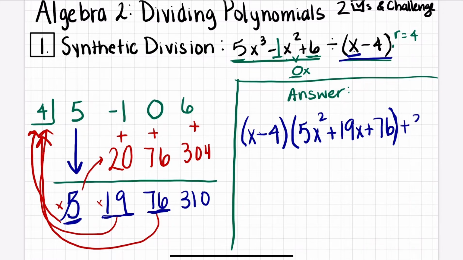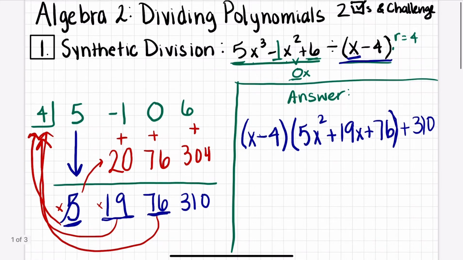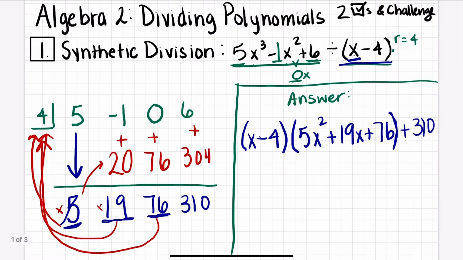And then you're going to add 310 because this is technically a remainder. So you want to close off the parentheses because these two are going to get multiplied, and then you're going to add this together. All right. And that is your answer. So we know that 5x cubed minus x squared plus 6 divided by x minus 4 gives us x minus 4 times 5x squared plus 19x plus 76 when they're multiplied together, and then plus 310. Cool.